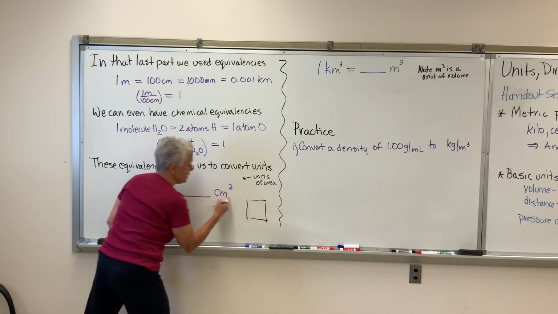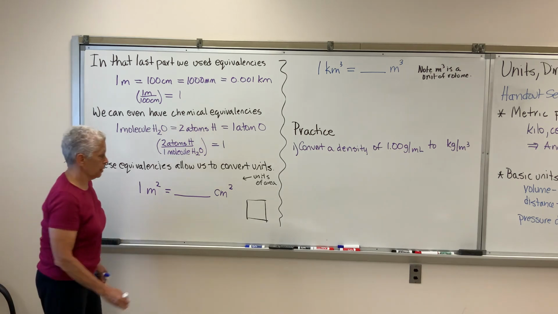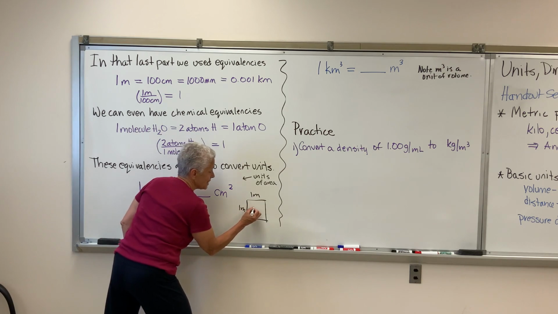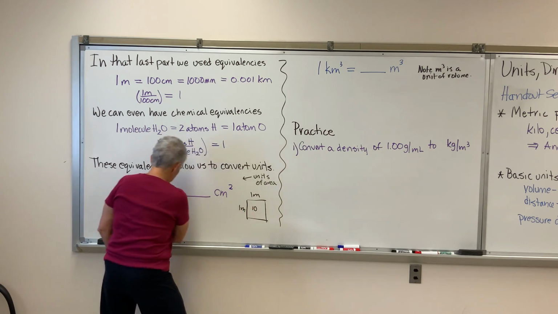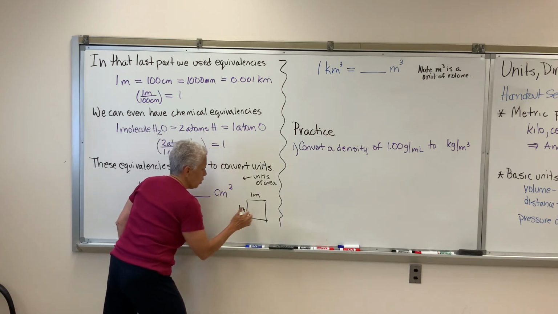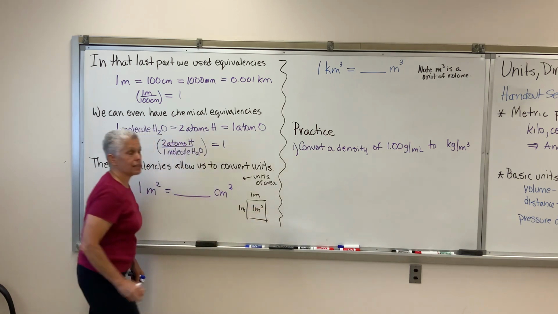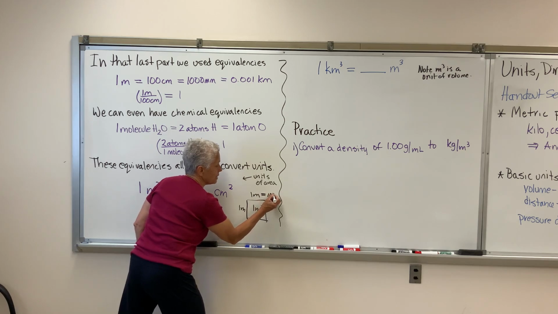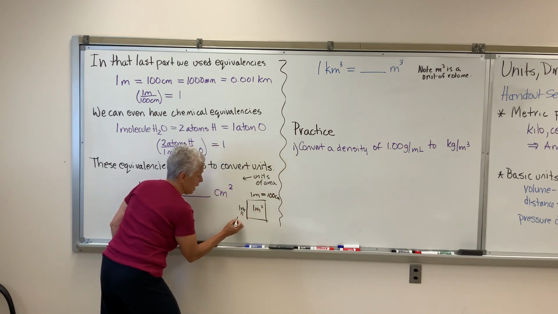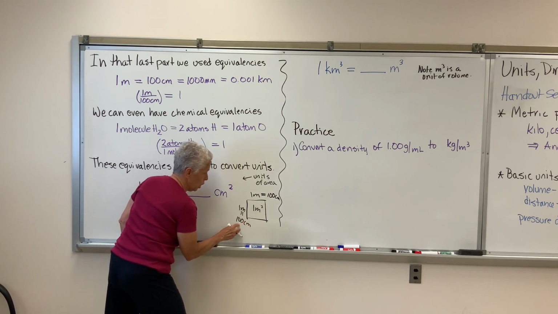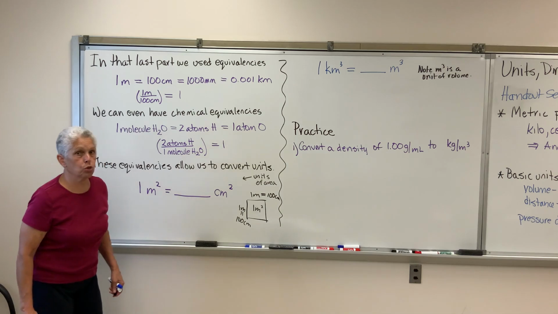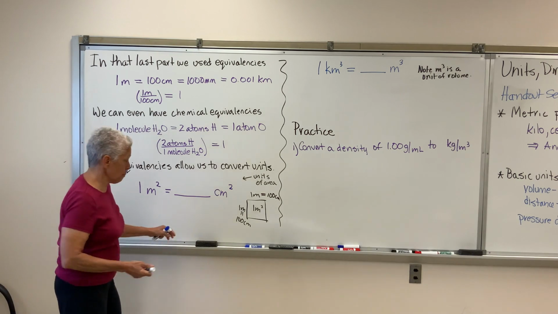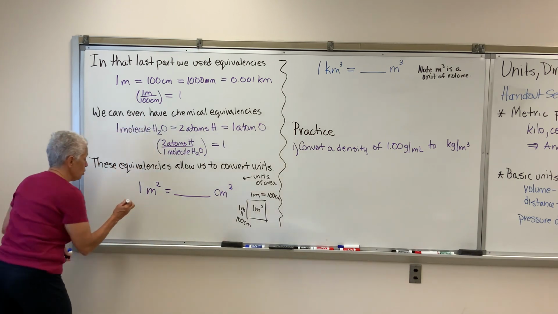So remember, distance squared is a unit of area. If you make this 1 meter and this 1 meter, this is 1 meter squared. It's a meter times a meter. But remember, this is 100 centimeters and this is 100 centimeters. So when you multiply 100 by 100, you don't get 100. Either you're stuck building the box if you need to see that, or you can do the following.